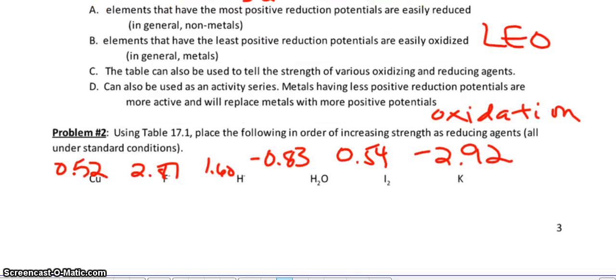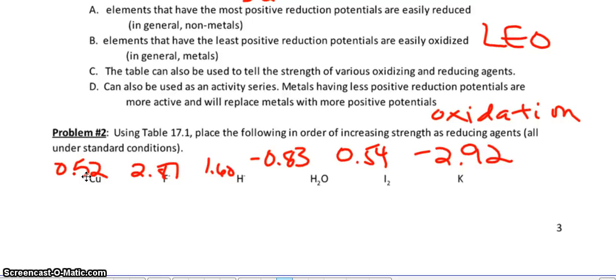Okay, well, hopefully you found the numbers associated with each one of those. So I found K and found it to be negative 2.92. I found iodine to be 0.54. I guess I'm going right to left. Water is negative 0.83. Hydrogen negative. Notice there's a negative there, by the way. 1.60, 2.87, and 0.52.